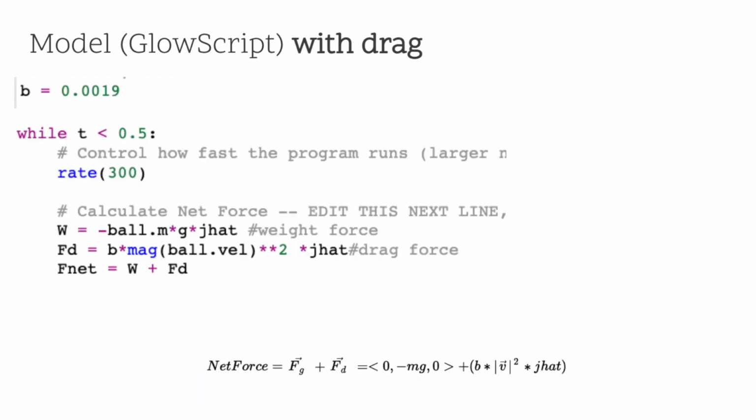To find the constant for drag force B, I plugged in values that got me closer to the final position of the scrunchie in Tracker. The value of B that I found was 0.0019. The script differs from the previous script because the net force with drag is equal to the weight force plus the drag force. The formula to compute the drag force is equal to the constant B times the magnitude of the velocity squared times j hat, because the force is only in the y direction.